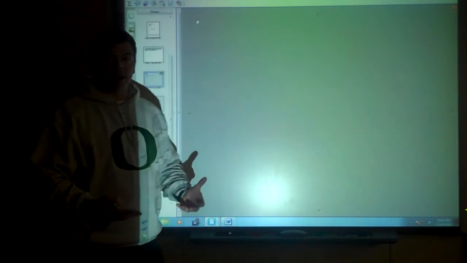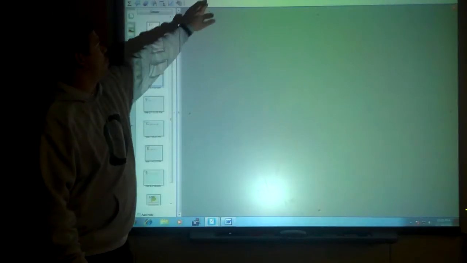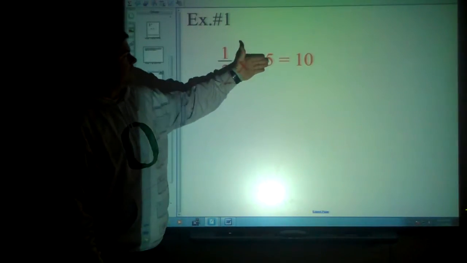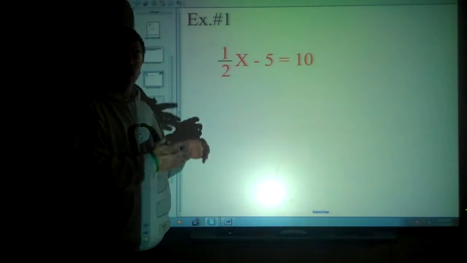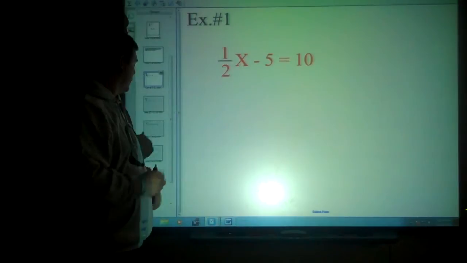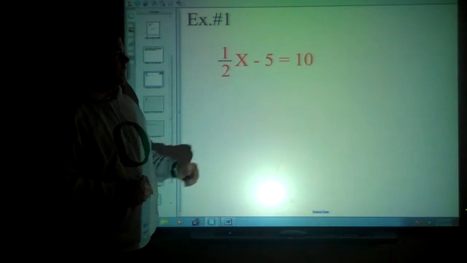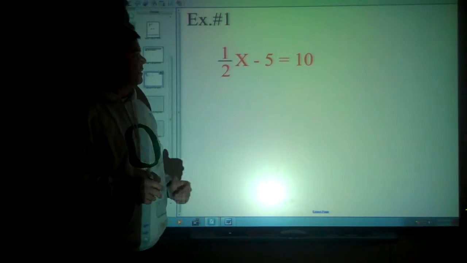This is going to be multi-step equations, so there's going to be more than one step, and we've got to think about what the normal order would be. So here we have 1/2 x minus 5 is equal to 10. Again, there are a number of ways of solving equations. We're going to concentrate our efforts on just one method right now. We would like to get x alone. That's our objective. In order to get x alone, we've got to get rid of the 1/2 and we've got to get rid of this minus 5.